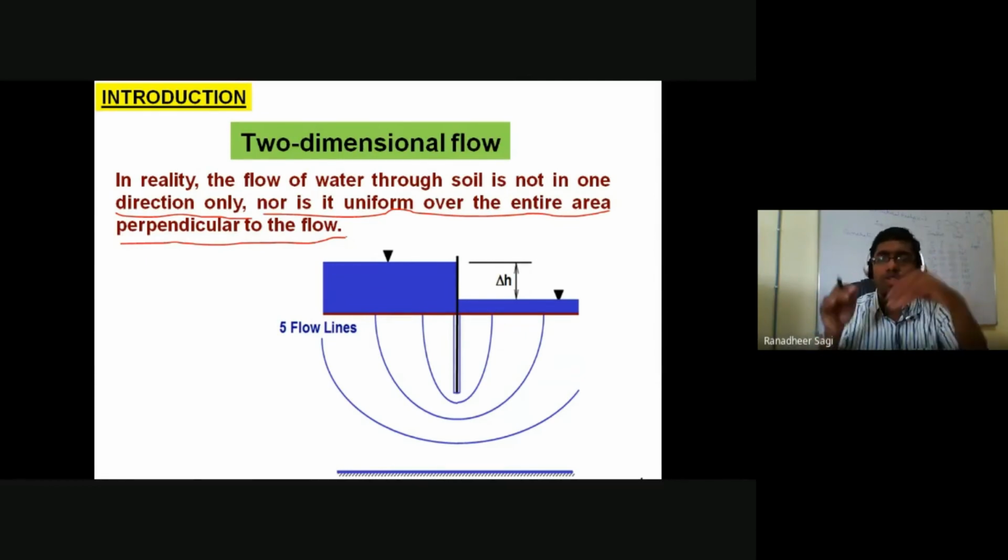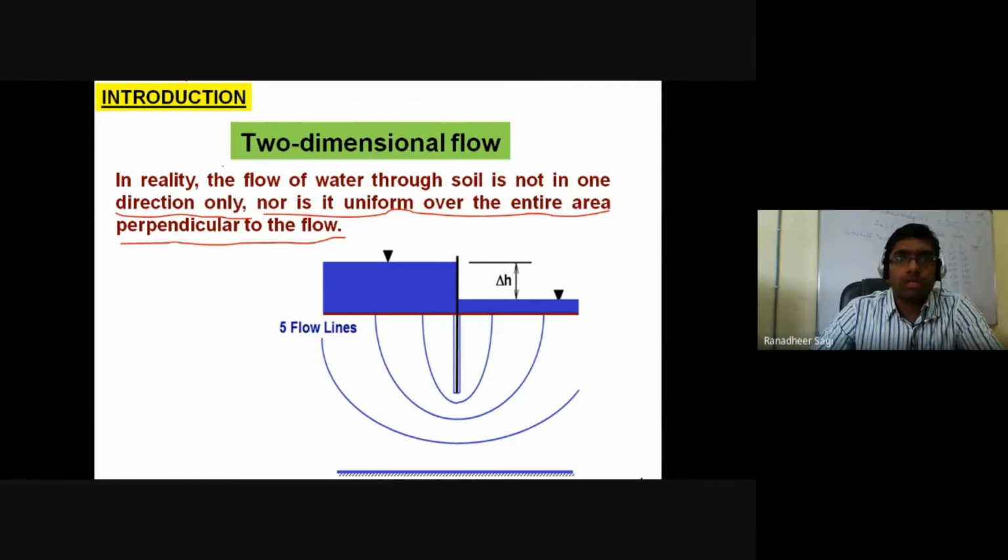Rather, at some places you might have more flow taking place through the interconnected void path. At some other cross section, you might have less seepage happening through the interconnected void path. However, we assume that it is more or less a uniform flow, which relates to a steady state condition.